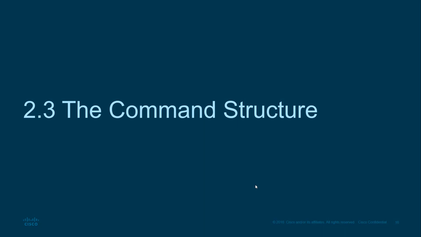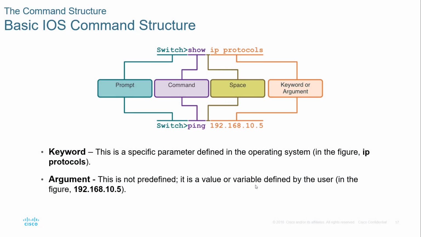So let's talk about the command structure. As we issue commands, we should have a prompt. That will be like the switch and whatever mode we're in. Next will be the command. There should be a space, and there will be either a keyword or an argument. Again, spacing is important, but you need to be careful. If you do 2 spaces, for example, it will think the second space is part of the argument. So the command line is pretty strict on how we do certain things.